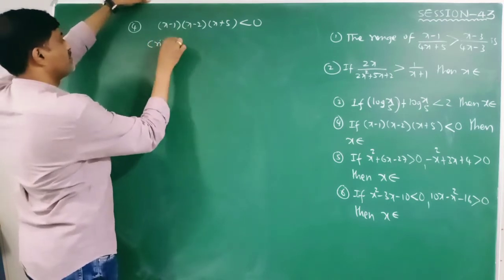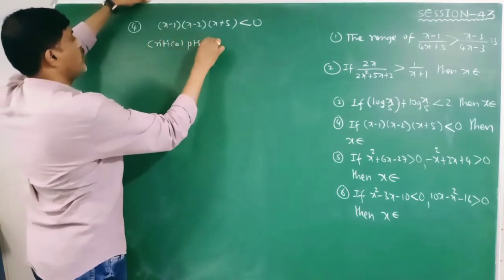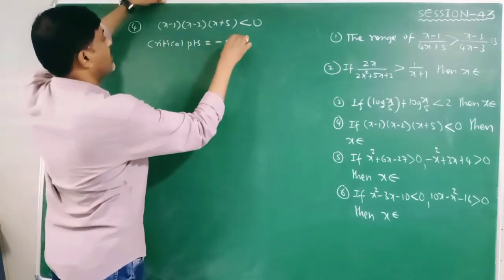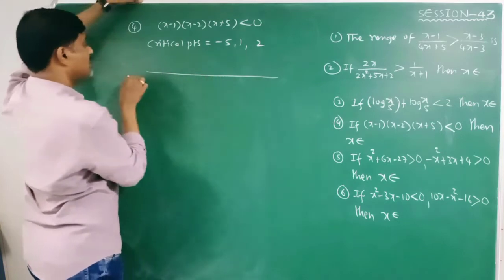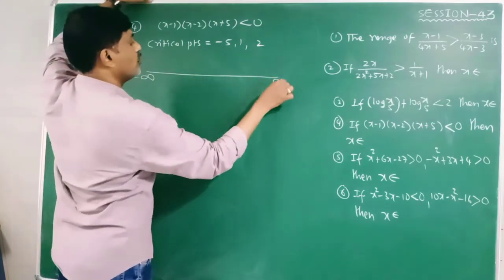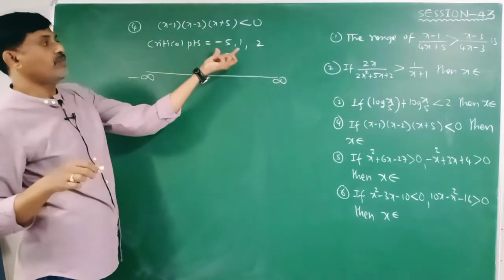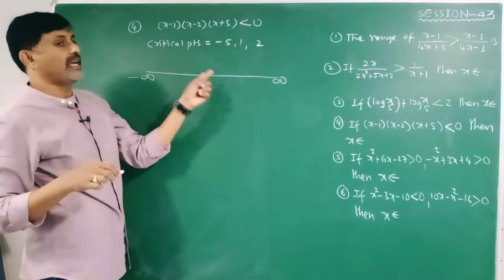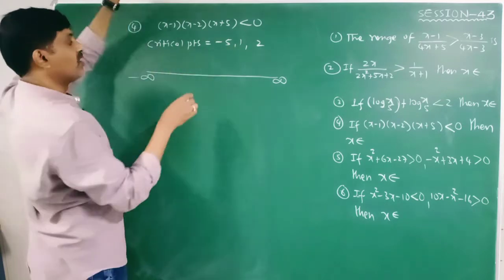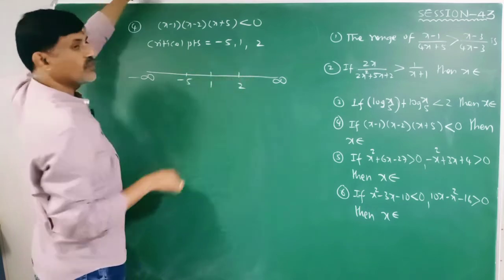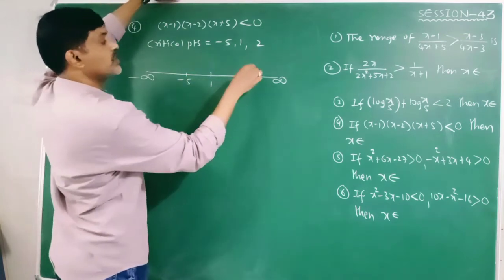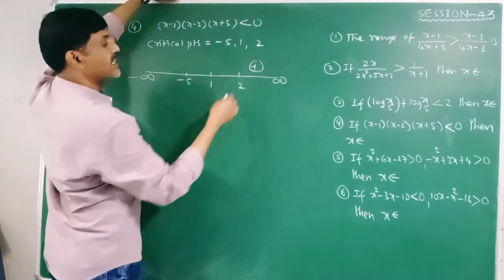Critical points: minus 5, 1, 2. Just plot a real axis, minus infinity to plus infinity. Now we have to plot these real numbers on the real line in ascending order. What is the ascending order? Minus 5, next one 1, then 2. Which one is the big number? 2. Always we have to keep a plus sign on the right side of the big number.